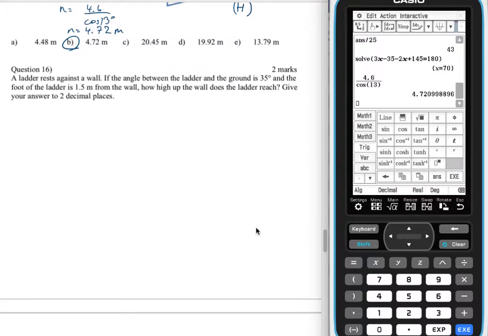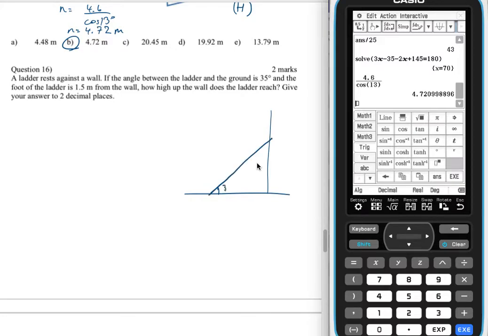Question 16, looks like we need to make a diagram here. A ladder rests against a wall. If the angle between the ladder and the ground is 35 degrees, so we start off like that, and then we've got a ladder, we've got a wall. Okay, you can draw that if you like, doesn't really matter. So the ground is 35 degrees, so 35 will look something like this.